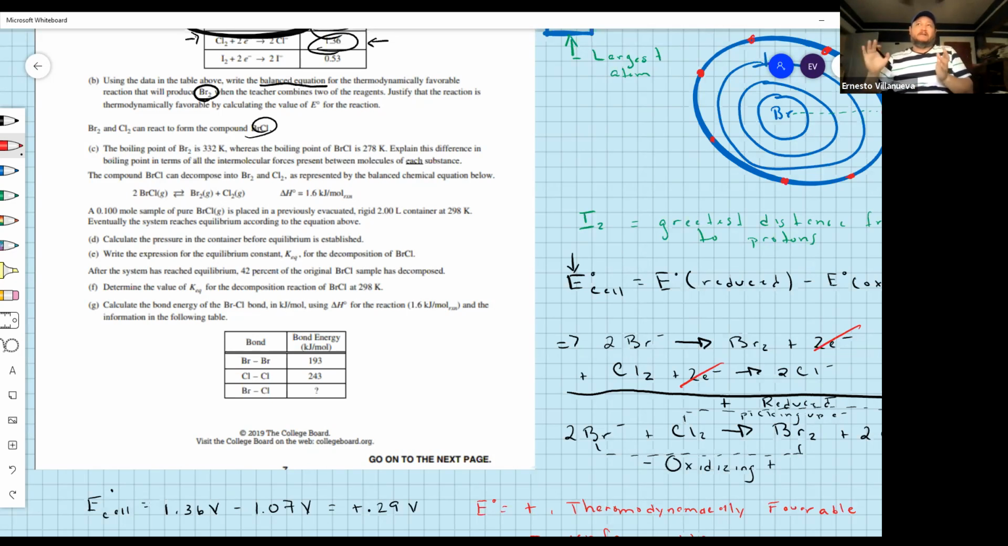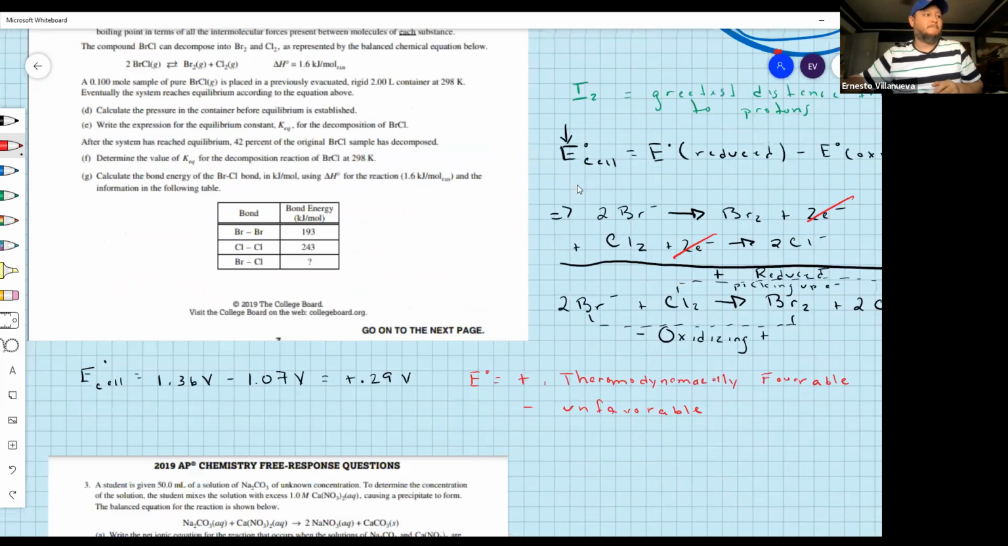So do you know polarity? Let me scroll this down a little bit. Polarity equals difference in electronegativity. Do you remember what this is? I'm sure I misspelled it. Do you remember what electronegativity is?